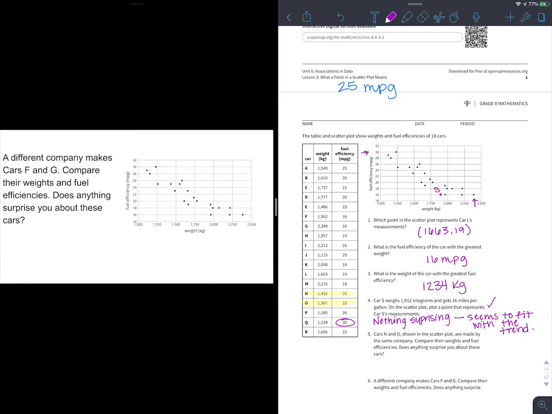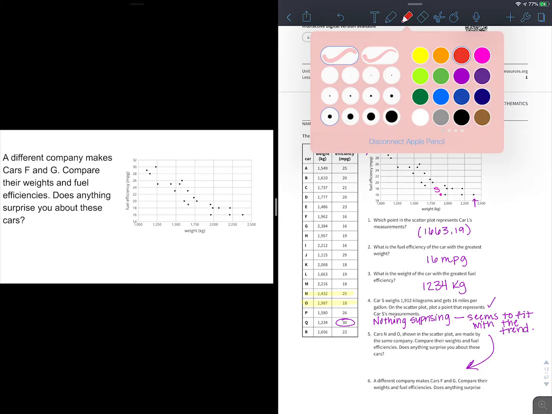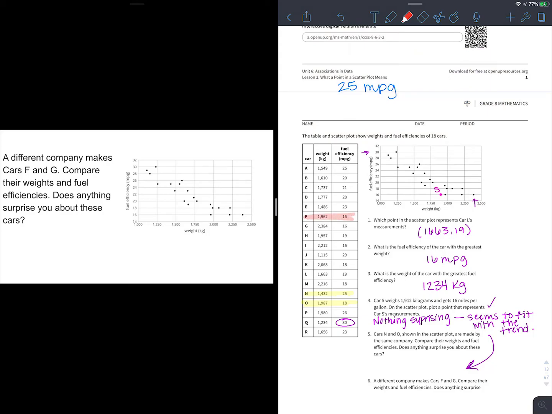Then we go to question 5, oops, I wrote that in the wrong spot. I'm sorry, question 6, this goes here. Now we're looking at cars F and G, which is here, car F and car G. These are made by a different company than N and O, but the same company as each other. Compare their weights. We notice that their fuel efficiencies are the same and their weights are very different. They're extremely different. And this is actually surprising.